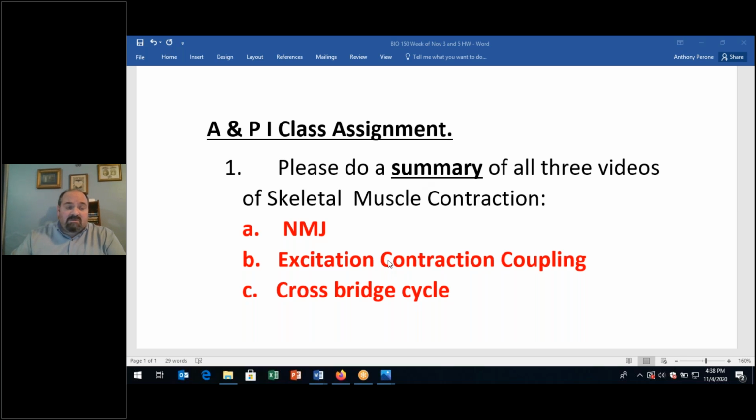For the summary, my recommendation is to put on the closed caption. When it comes to the time where they're discussing what takes place at the neuromuscular junction, you write down all the steps from the action potential traveling down the axon of the motor neuron to the end, when acetylcholinesterase will help to break down the neurotransmitter acetylcholine into acetic acid and choline. That's what you have to follow, and I want you to do that for all three of those videos.